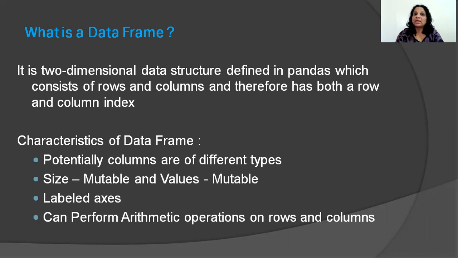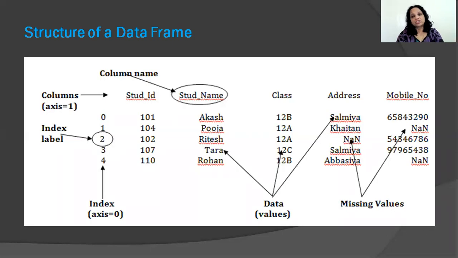Okay, and it has two axes because it's a two-dimensional structure. So it has axis 0 and axis 1, and these axes are labeled. Now, do they have another name? In a data frame, what do we call axis 0 and what do we call axis 1? I will come to it soon. And you can perform any arithmetic operation on the rows and columns of your data frame. Clear? Okay, now this is the structure of a data frame.